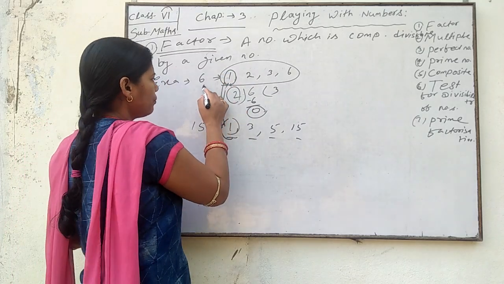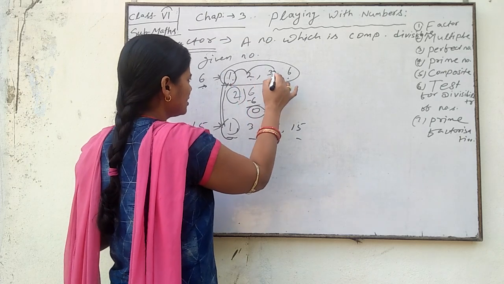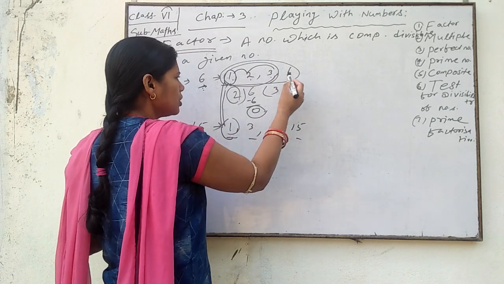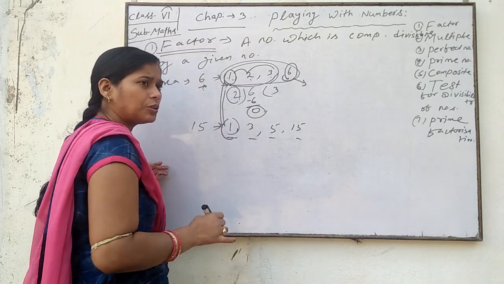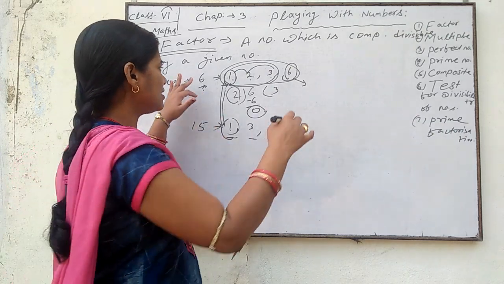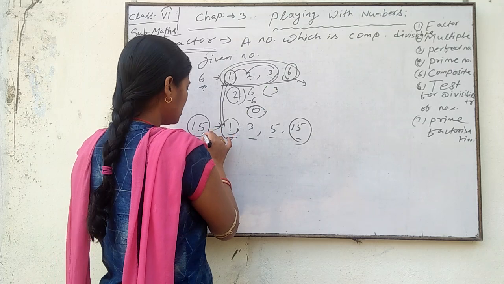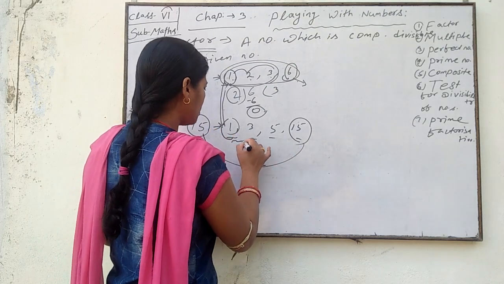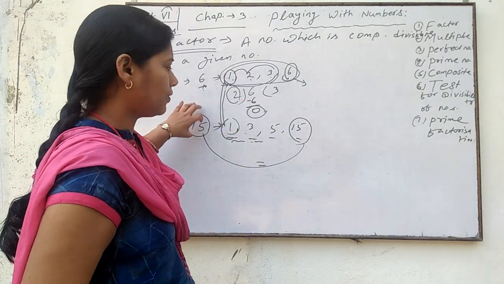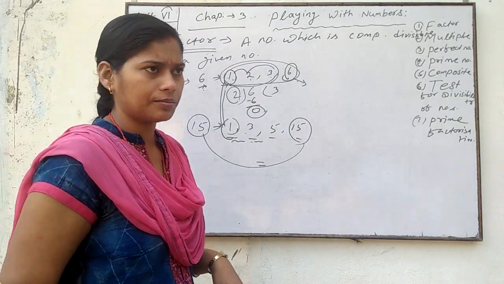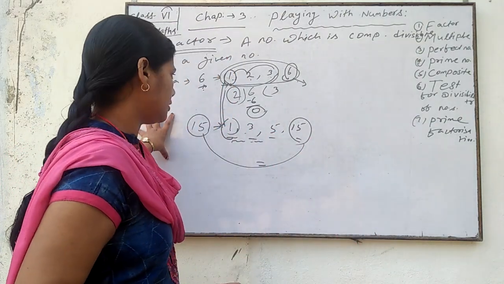Look here, the factors of 6 are 1, 2, 3, 6. 1, 2 and 3 are less than 6, and only the number itself is equal to 6. Look here, 15 is equal to 15, but 1, 3 and 5 are less than the given number. Okay, so this is about factors.